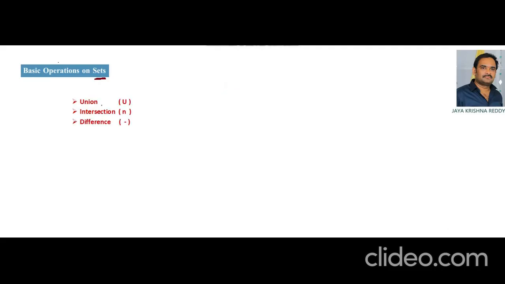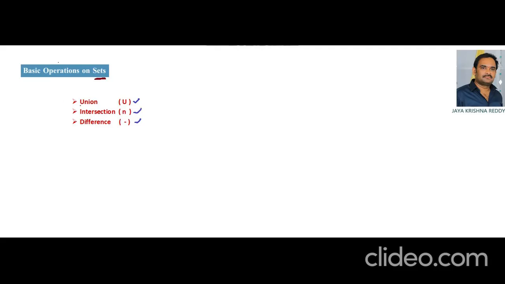These are the three basic operations on sets. The first one is union, and it will be represented by this symbol. The second basic operation is intersection, and we denote it by this symbol. And the third one is difference. We represent it with this symbol. So these three are the basic operations on sets, and this is the most important topic from this chapter, sets. Let us discuss each basic operation with some examples.